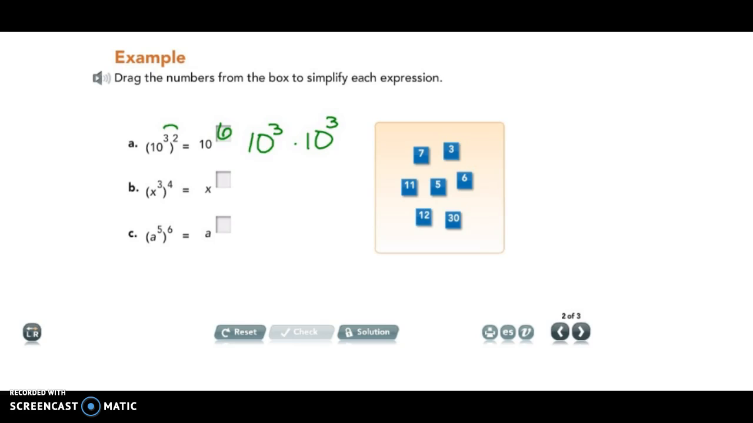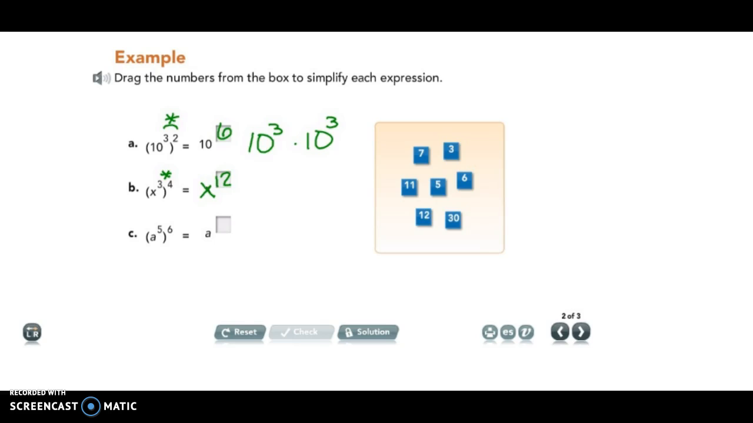Over here, remember, when we have one exponent on the inside of the parentheses and one on the outside, we're going to multiply. Okay, so we have x to the third to the fourth power. So we're going to multiply our exponents and keep our base the same. So my base is an x. When we multiply those, we're going to have it to the 12th power.